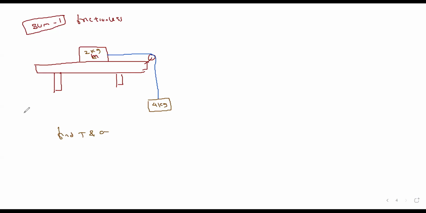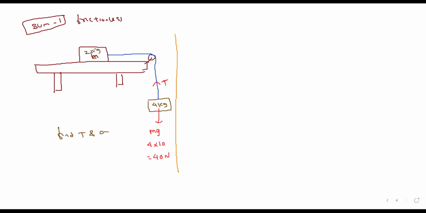Is that the question? இப்போ என்ன பண்ண போறோம்? First, on the 4 kg mass, what are the forces acting? It's mg, weight, acting in the downward direction. M is 4 kg, gravity is 10. So 40 Newton acting downward. Tension T should be acting upward.